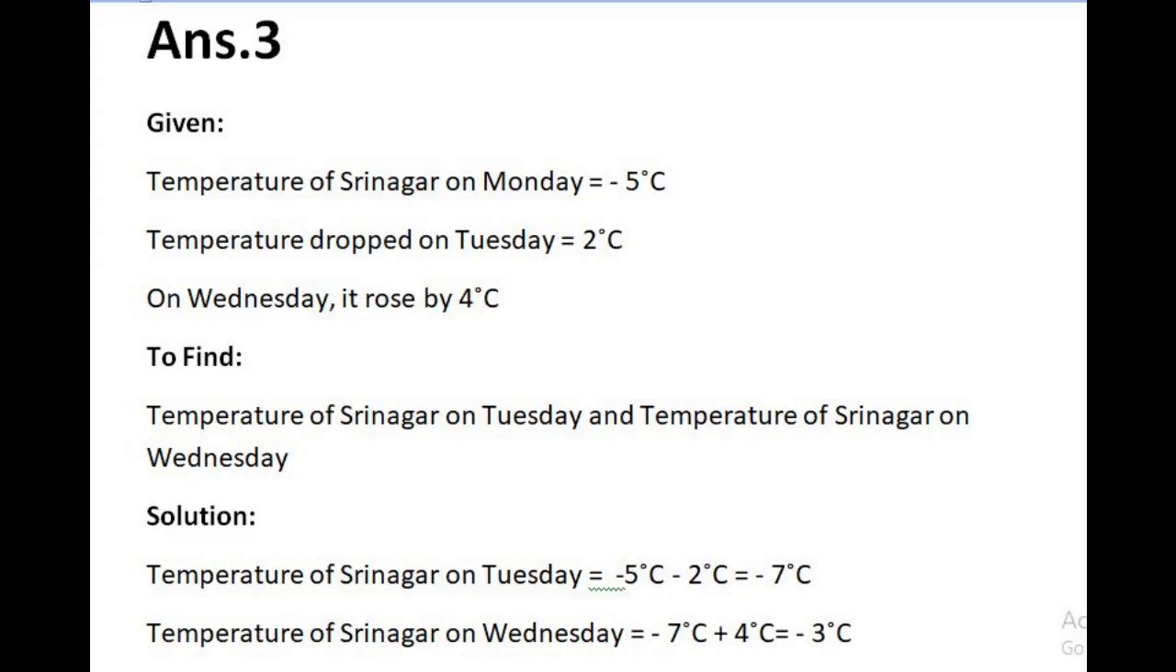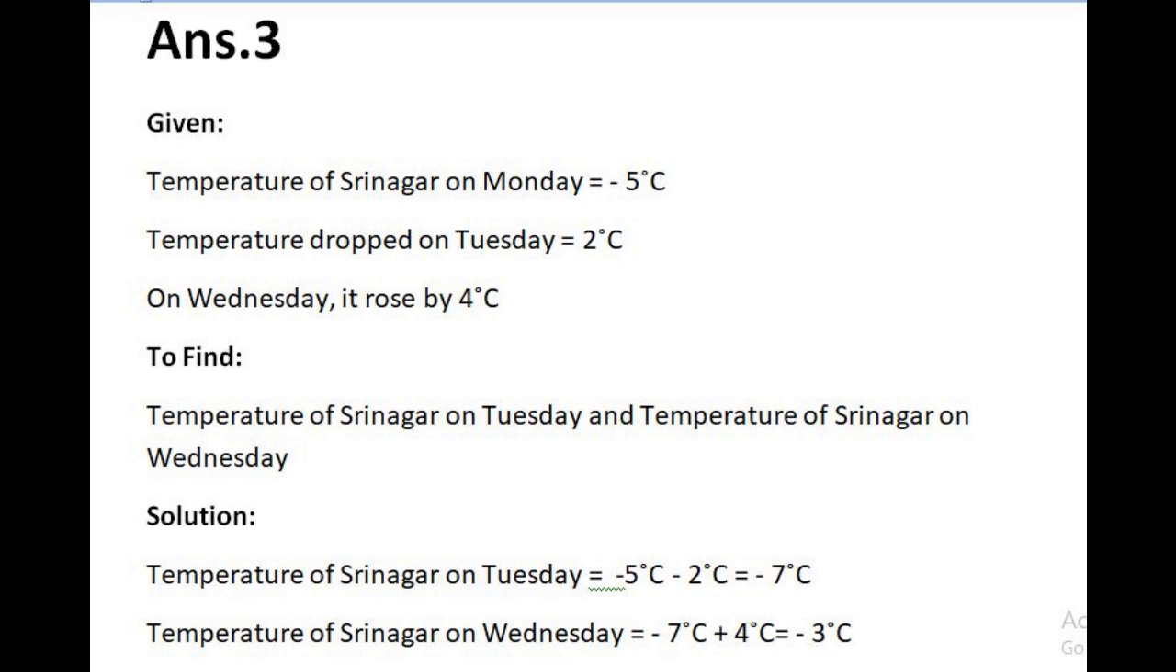Here first you will have to write the given part which has been given in your question. Then to find, so what we have to find? Temperature of Srinagar on Tuesday and temperature of Srinagar on Wednesday. Okay, so what the question is saying is that on Monday the temperature was minus 5 degrees Celsius and on Tuesday it dropped by 2 degrees Celsius. Dropped means decrease. The decrease means we will have to do subtraction.